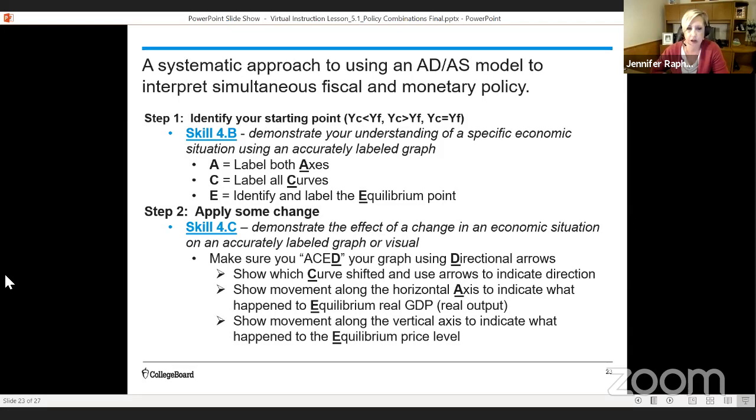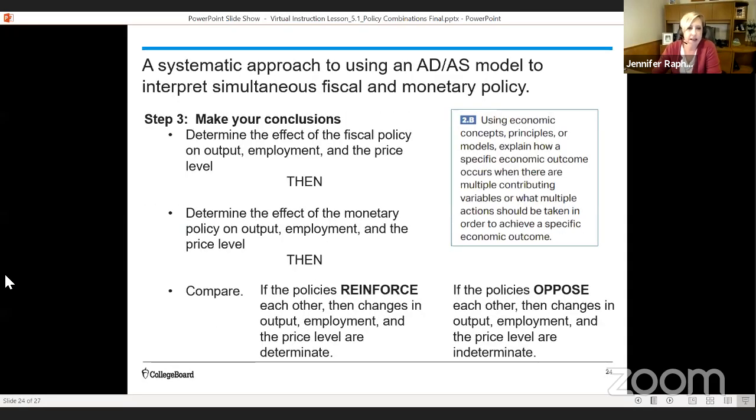Then step two is apply some change. This is the exercise of skill 4C: we demonstrate the effect of a change in an economic situation on an accurately labeled graph. I tell my kids, make sure you aced it. After you ace your graphs and apply your change, make sure you've included all the directional arrows you need to show which curve shifted and how the macroeconomic variables were influenced as a result of that shift. Then this is skill 2B, on our second to last slide.